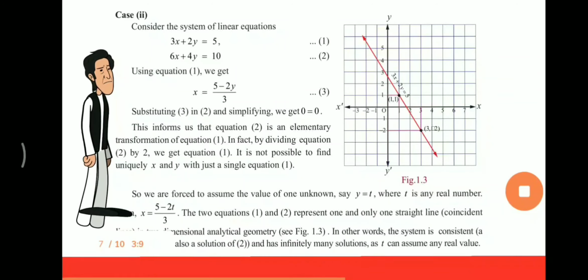So we assume the value of one unknown, say y is equal to t, where t is a real number, then we can get the value of x. Then these two equations represent one and only one straight line. In other words, the system is consistent and has infinitely many solutions, as t can assume any real value. Look at the graphs. The given two equations represent one and only one straight line.